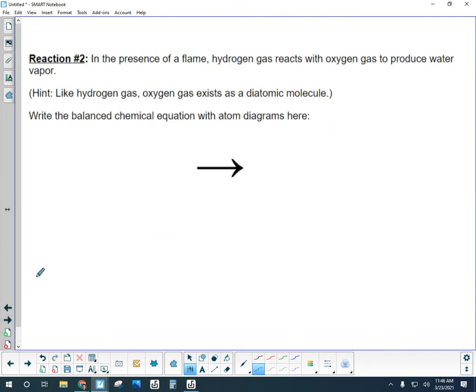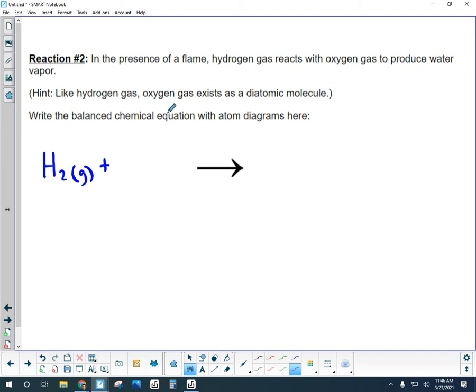We'll take a look at the second reaction, the combustion reaction of hydrogen and oxygen. So again, we're going to try to represent the equation symbolically and with a diagram. It tells us that hydrogen gas reacts with oxygen gas. So again, we have H2 gas with oxygen gas. And it reminds us with our hint that oxygen is also a diatomic molecule.